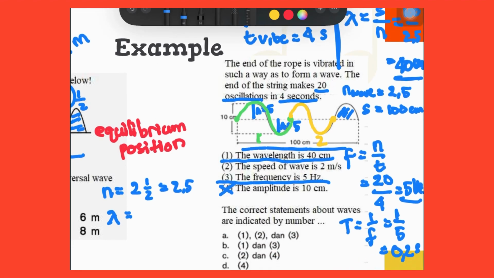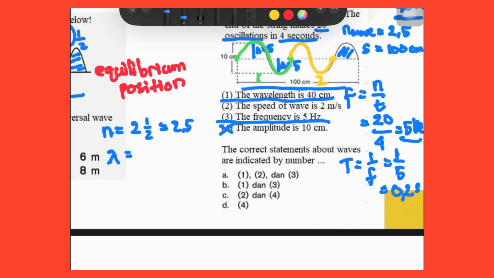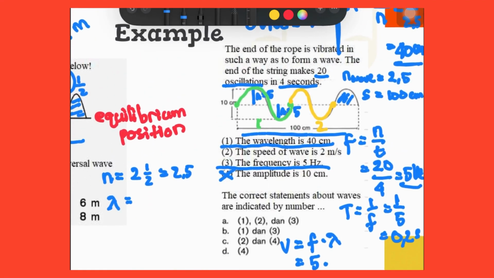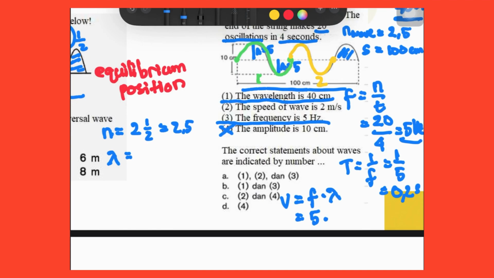Now we identify the speed of the wave. Speed of wave v equals f times lambda, right? So f is the frequency, 5, times lambda, 40 centimeter. 40 centimeter is how many meters? It is 0.4 meter, right? Because the unit of the speed of wave is meter per second. So the answer is in meter per second. So A is the correct answer.